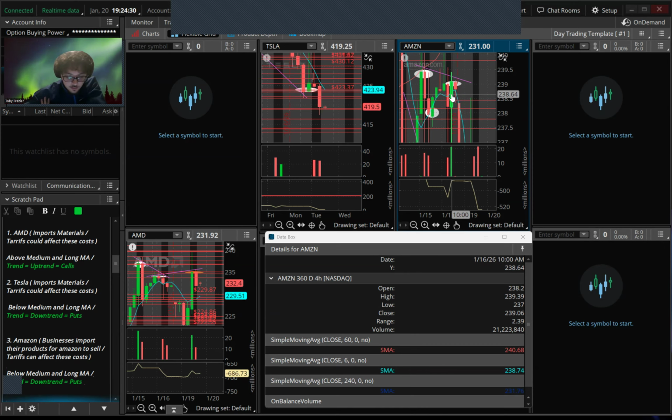Close at 6 cents and open at 5 cents. So 6 cents is our swing high.